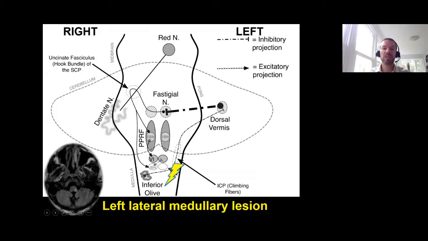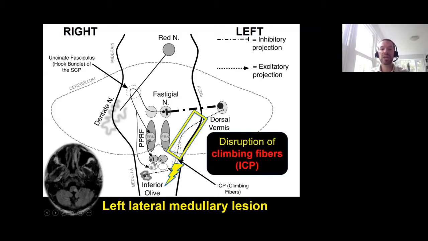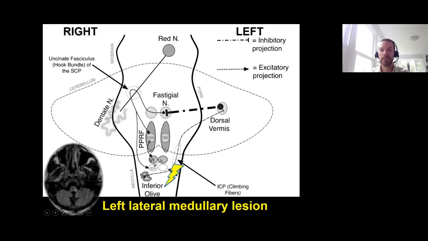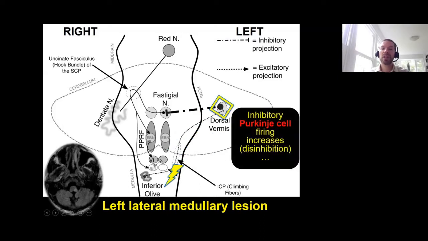So what happens if you have a lesion within this circuitry, within this pathway? Here we have a left lateral medullary stroke. Because you have a stroke that involves the climbing fibers after they decussate from the inferior olive, you're disrupting the climbing fiber, the ICP inputs to the dorsal vermis. Because you have less inhibition of this inhibitory structure, you're going to disinhibit it. So it's going to then inhibit the ipsilateral vestibular nucleus even more than it normally would.